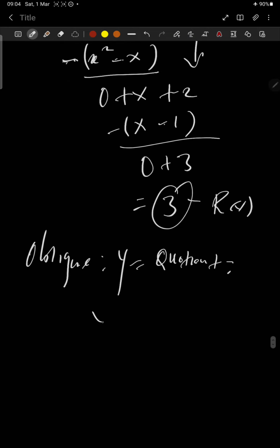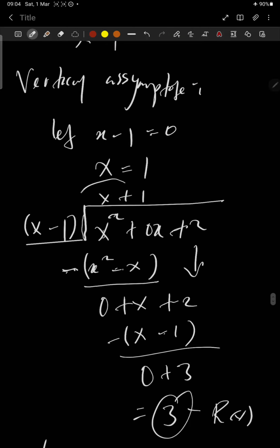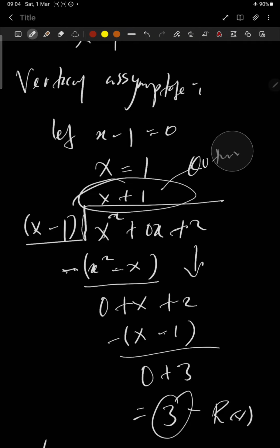So what is our quotient in this case? Our quotient is x plus 1, this one here. All the numbers found here are called quotients.